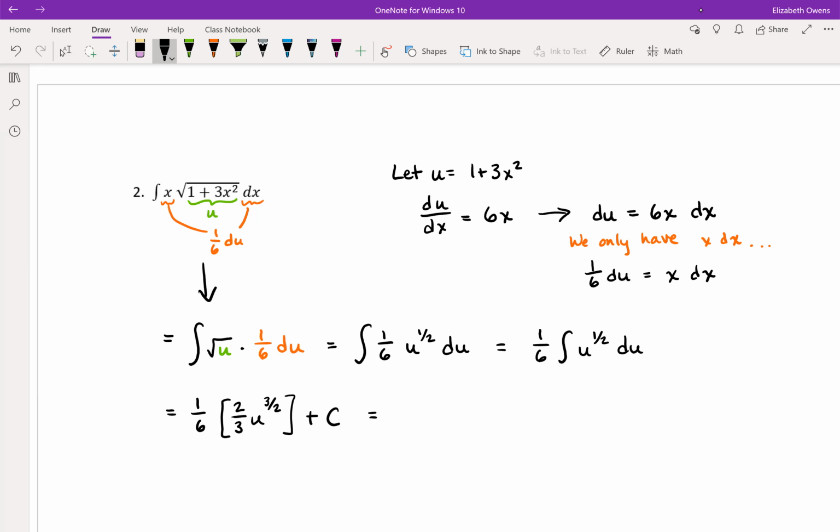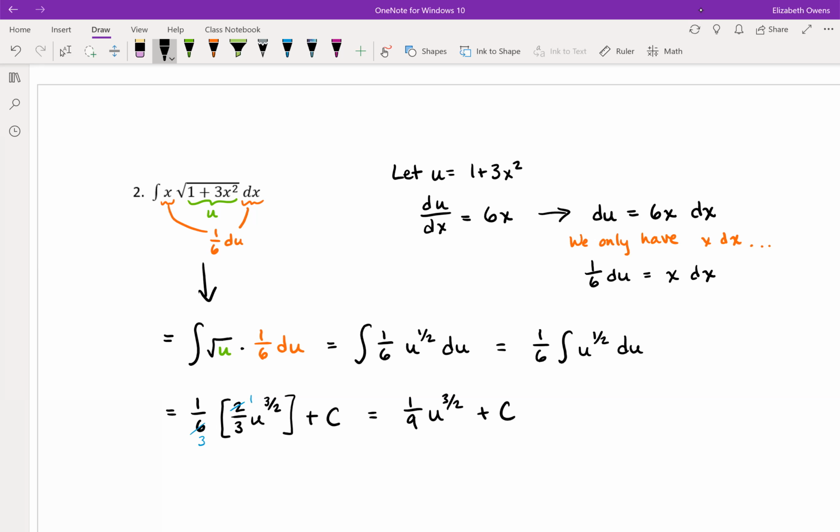Now we'll just simplify this a little bit here. 2 goes in once, 2 goes in 3 times. And so we would end up with 1/9 u to the 3/2 plus c.